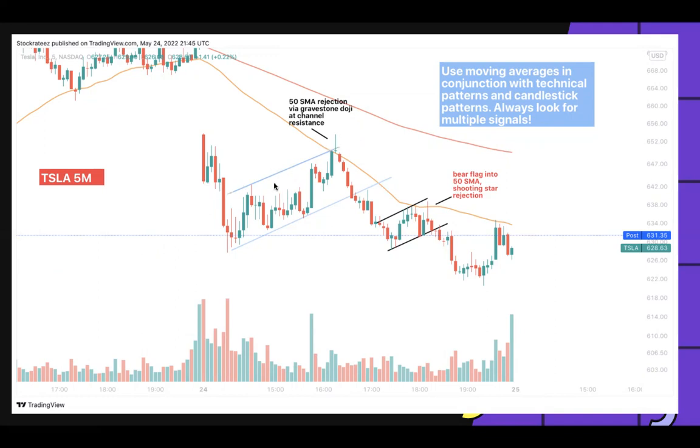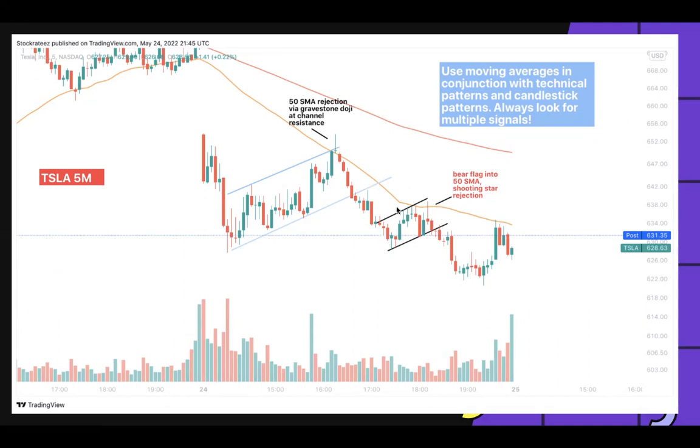And here we had a channel. So we know that the top of the channel is going to act as resistance as well. So that gives us another reason to take the short. So in essence, wait for it to break below 50 SMA and then return and then see if you get some kind of bearish signal to go short.